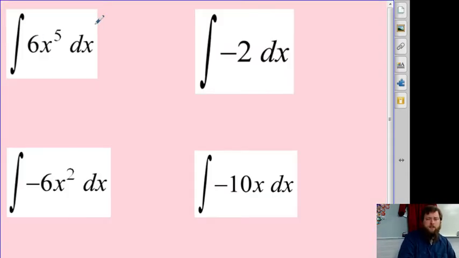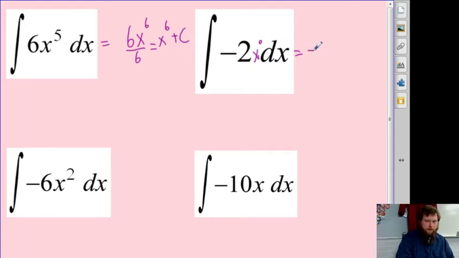I'm going to integrate these functions right here. Integrating 6x to the 5th power. The first step is you add 1 to the exponent, so I go x to the 6th power, and then you divide by the new exponent. So this becomes 6x to the 6th power divided by the new exponent 6, and that reduces just to x to the 6th plus C. This one, negative 2 dx, well, that's like saying x to the 0 power. If you add 1 to that, it becomes negative 2 times x to the 1 power, divided by 1, but that just becomes negative 2x plus C.